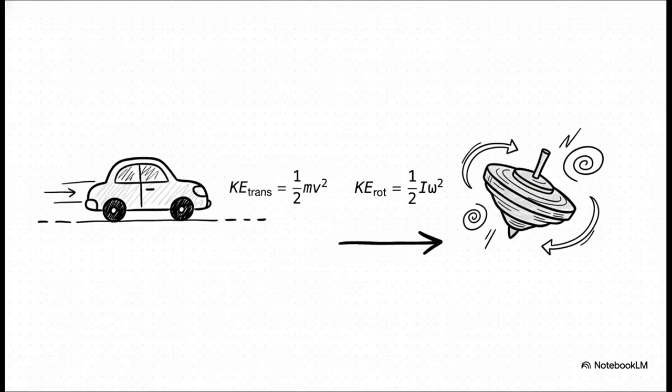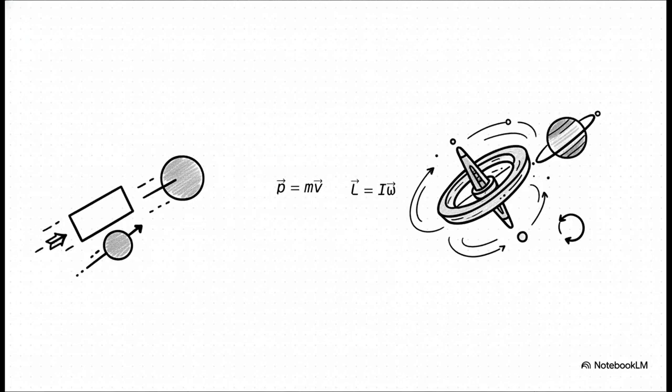Do you see it? It's the same pattern, 1/2, but instead of mass, we have moment of inertia, and instead of velocity, we have angular velocity. We literally just translated the formula. And no surprise, it's the exact same story with momentum. Regular old linear momentum is just mass times velocity, so its spinning twin, which we call angular momentum, is, you guessed it, moment of inertia times angular velocity. And this idea, angular momentum, is the key that unlocks that whole ice skater mystery.